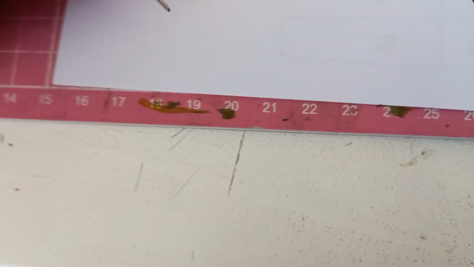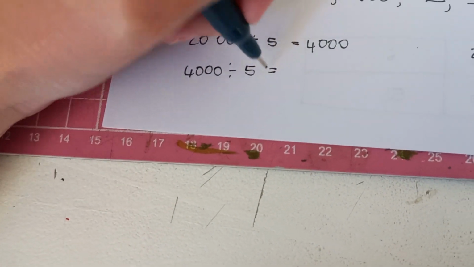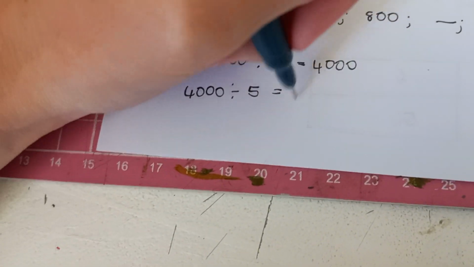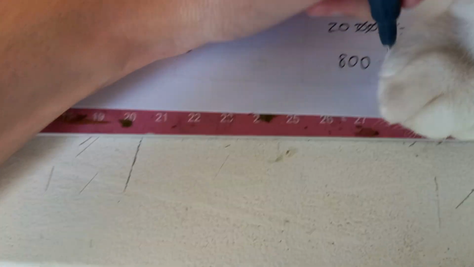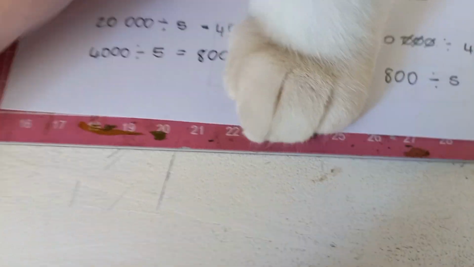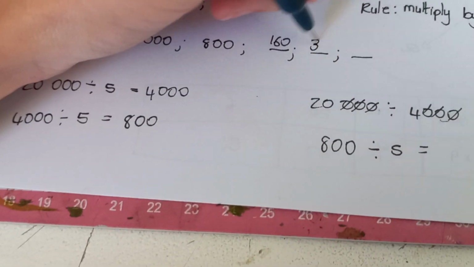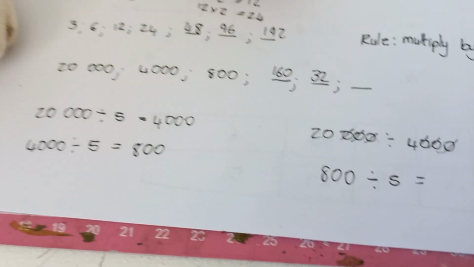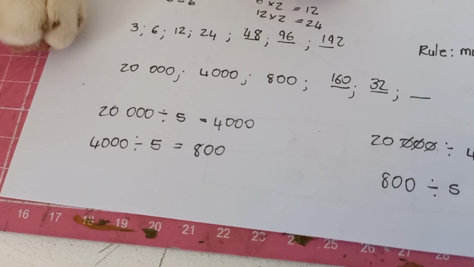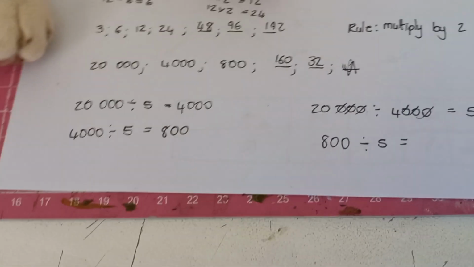But now we need to check that with the 800. So we'll say 4,000 divided by 5 will give us 800. So we're dividing by 5 each time. So now we're going to say 800 divided by 5, and that will give us 160. Then we're going to go 160 divided by 5 will give us 32. 32 divided by 5, no, it'll stop there. Okay, and that's how you basically will work stuff like that out.